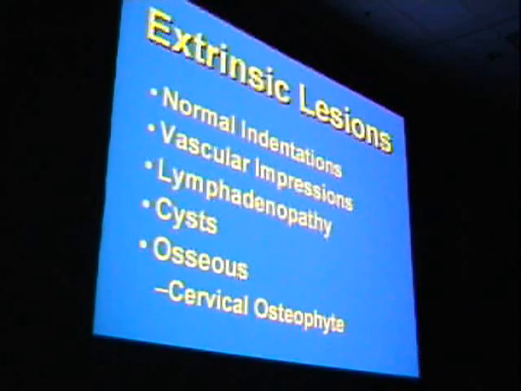Now, there's a variety of things that can involve the esophagus extrinsically that are listed here. Cervical osteophytosis we see every single day. Obviously, lymphadenopathy from tumors, vascular impressions, etc. Here's basically an indentation in the posterior wall of the esophagus running from the left to the right shoulder.